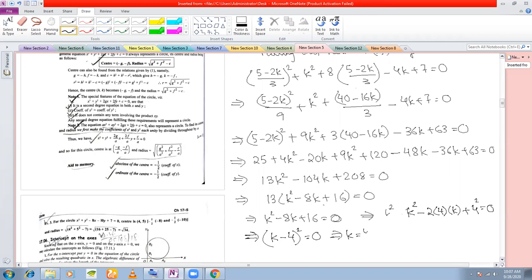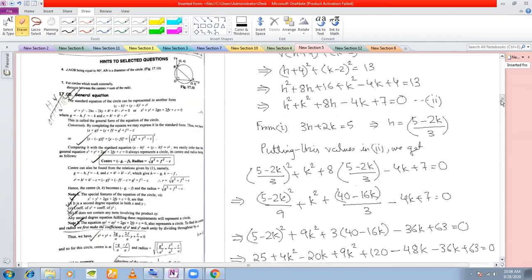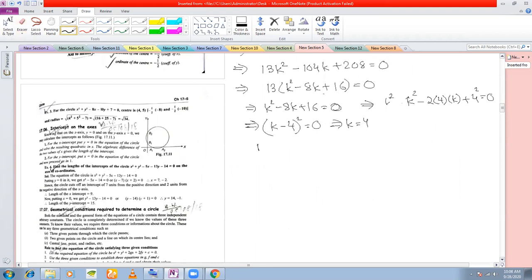That means k is equal to 4. In fact, k has two equal values, 4 comma 4, whatever. So the coincident roots we are getting. Okay, let's take 4 for the time being. So k is equal to 4. So what should be the value of h? Putting this in 1, h is equal to (5 minus 2k) by 3, putting k is equal to 4.